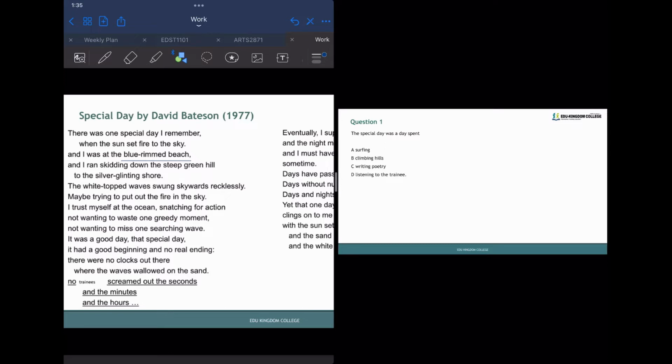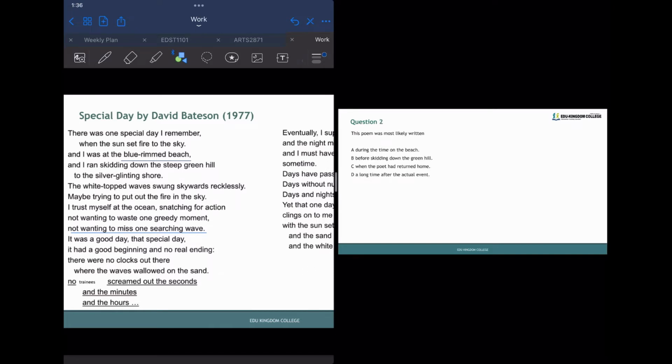But I actually want to focus on this part where it says, not wanting to miss one searching wave. That's because this person is waiting for a wave in the ocean. So this main character is out surfing in the ocean. So the answer is A. Now, the reason why it's not them climbing hills or writing poetry or listening to a trainee is because that is not what is emphasized in this poem. That is not the main focus. In comparison to those other activities, most of the lines are actually spent describing the waves and the act of surfing itself.